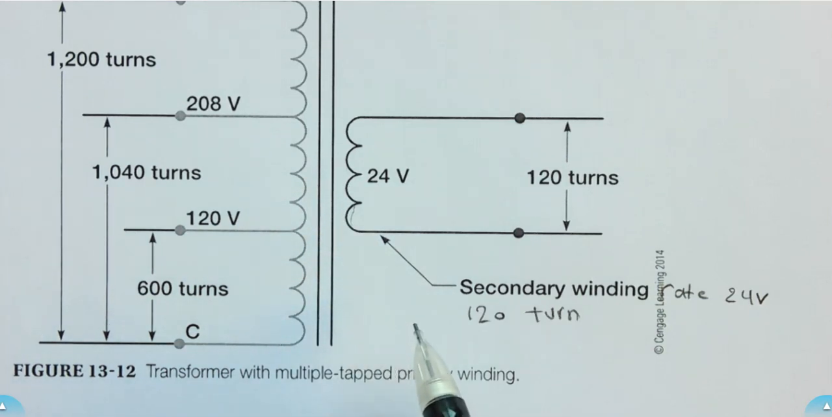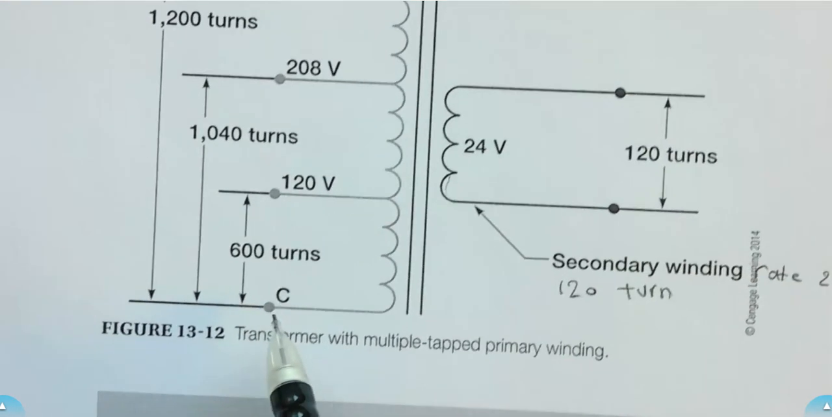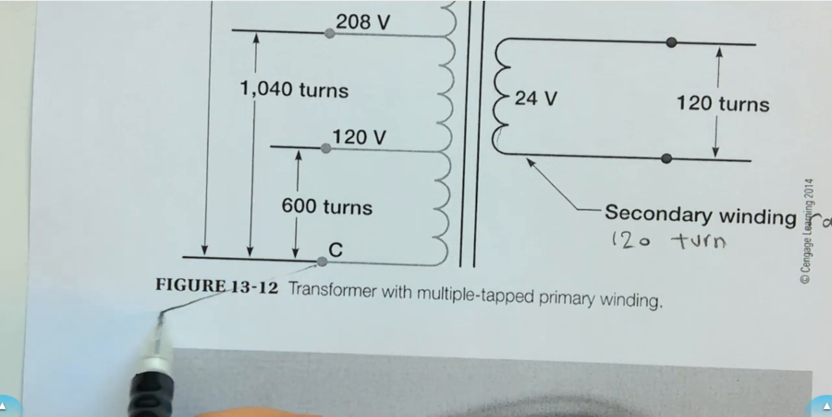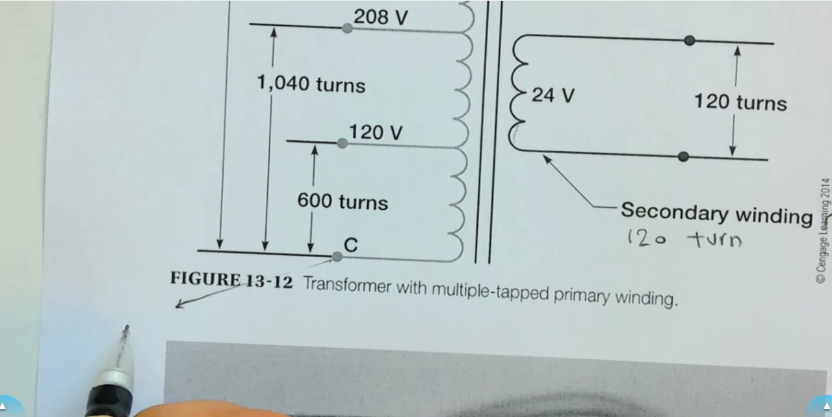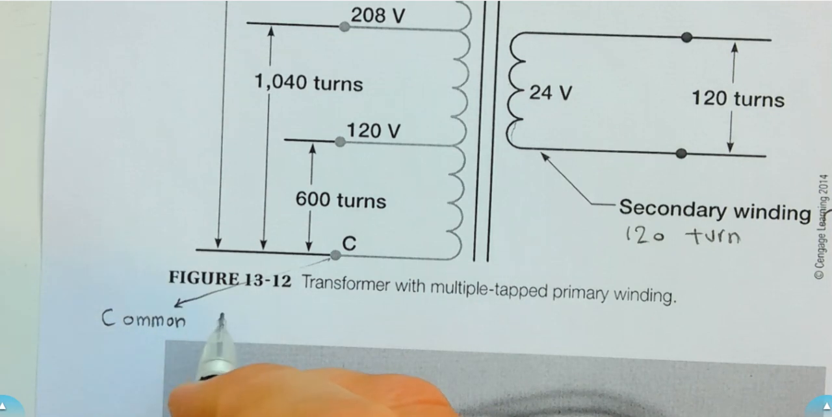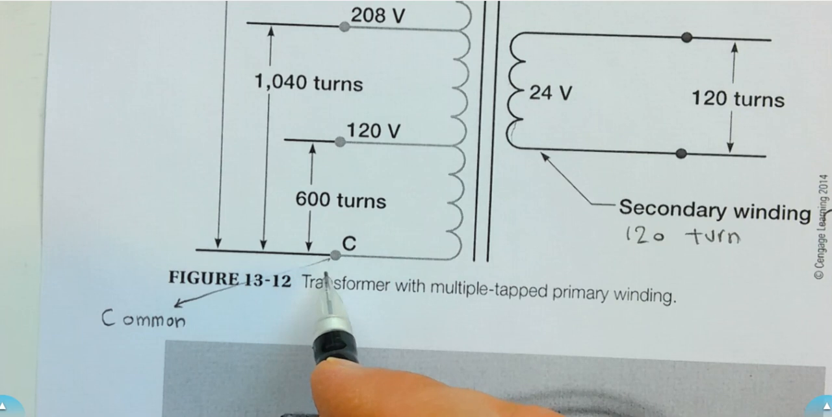Okay, if you take a look here, what does C mean here? C means the common. C is the common here. It is one of the primary leads and is considered the common for the other leads.